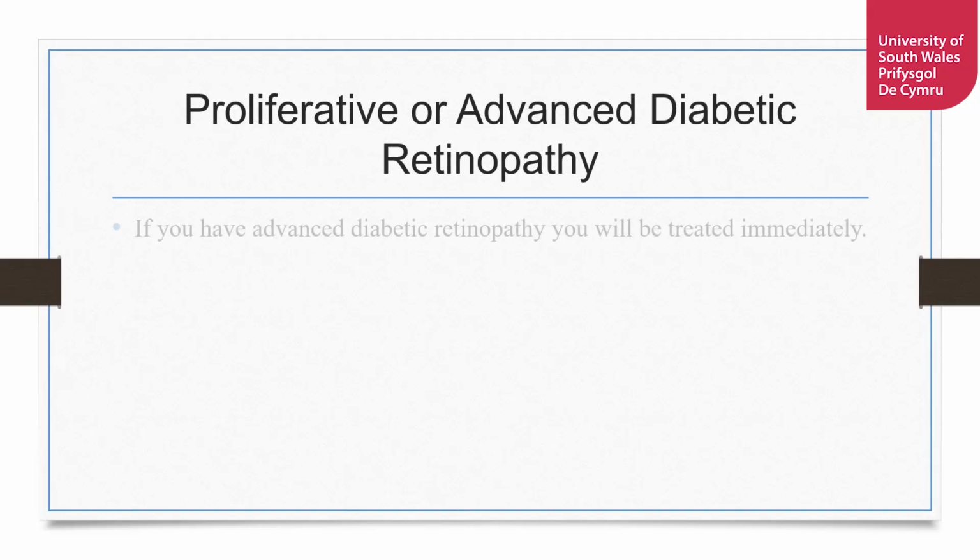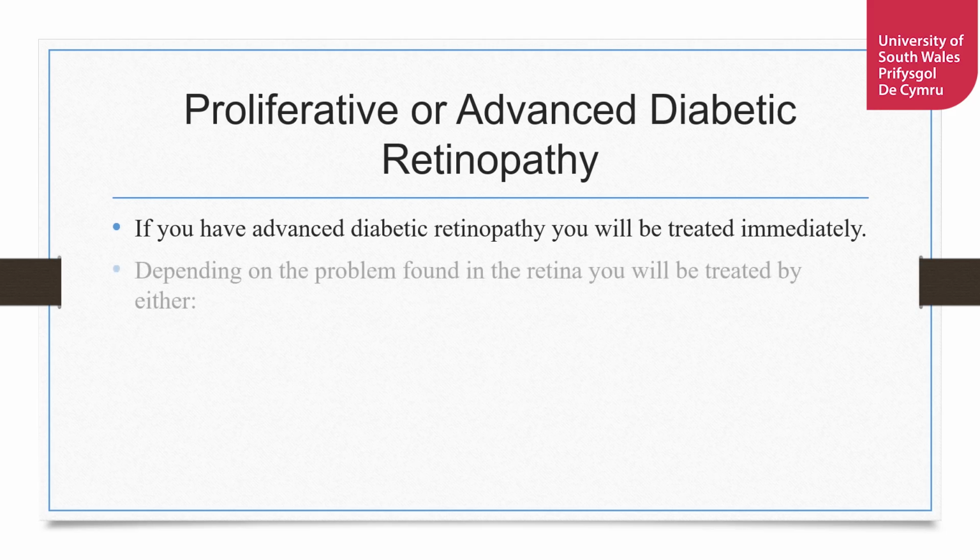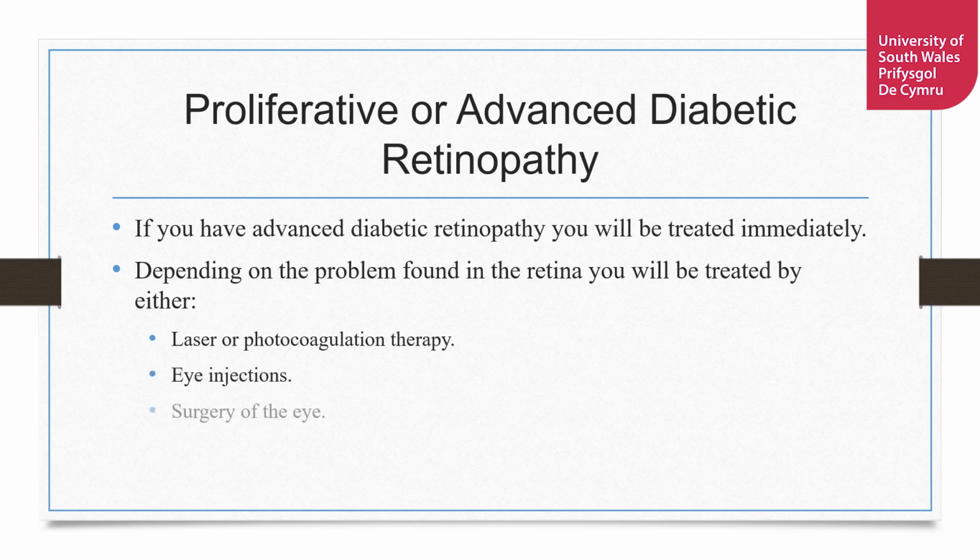How is diabetic retinopathy treated? In this case, proliferative diabetic retinopathy. Depending on the problem found in the retina, it will be treated by either laser or photocoagulation therapy, eye injections, or surgery of the eye.